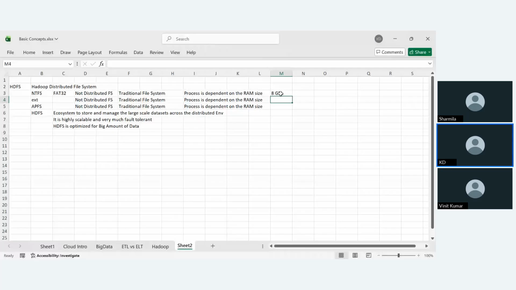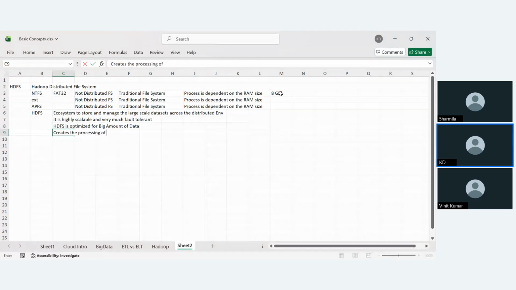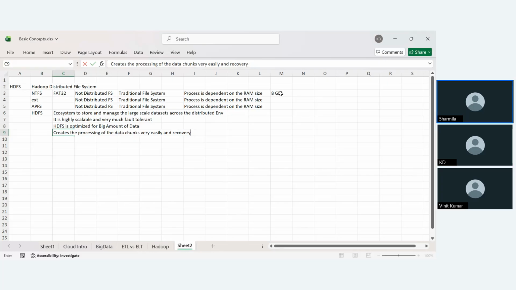But when we talk about big amounts of data, say every day 10 GB, 20 GB of data is getting generated, at that point 8 GB will not be able to cope with the traditional system. Because of that, HDFS is optimized for big amounts of data. Since it is distributed, processing of data chunks is very easy, and recovery of data is flawless. If any data goes missing, it can easily be recovered from the other connected systems. So this is HDFS.